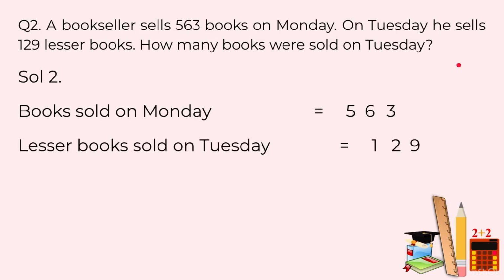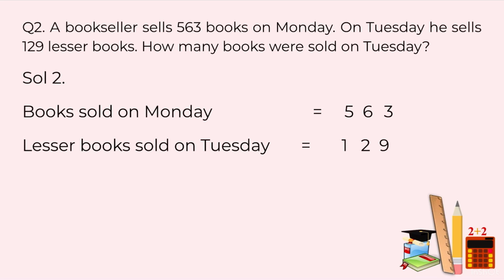In the second sentence, they are telling us the number of books that are sold less on Tuesday. So lesser books sold on Tuesday is equal to 129. Now let us look at the last statement in the question. How many books were sold on Tuesday? So we will write books sold on Tuesday, and to find that number we'll have to subtract from the books sold on Monday. Because on Tuesday the bookseller is selling 129 books less. So we will subtract 129.